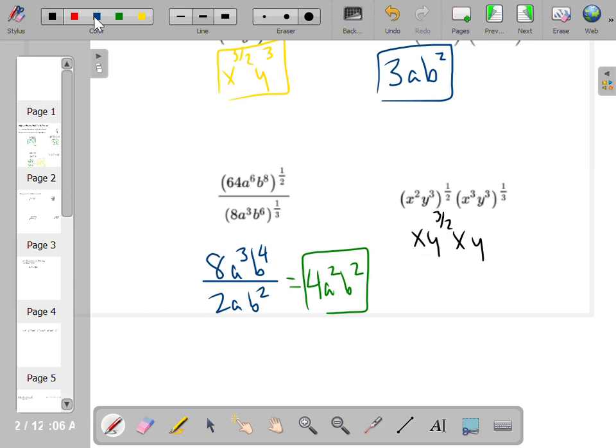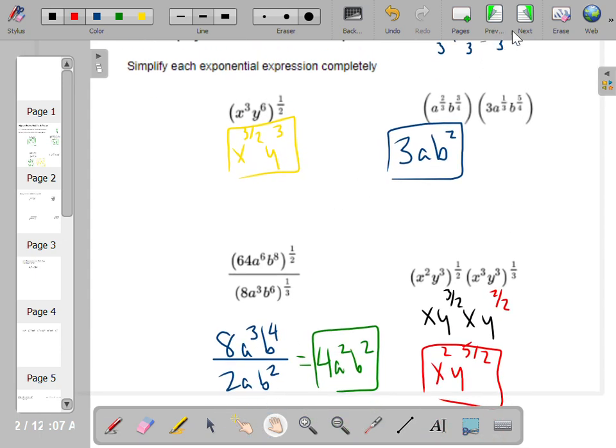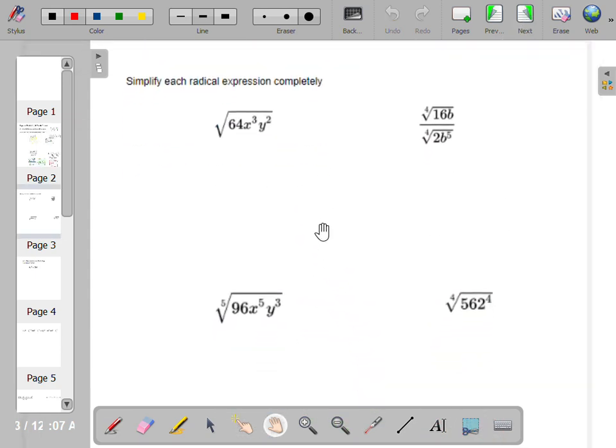So x's are easy. X times x is x squared. But then you have to add 3 halves and 1 whole, which is 2 halves. So 3 halves plus 2 halves make 5 halves. Y to the 5 halves. X squared, y to the 5 halves. That's A1. Let's try some radicals. Well, that's exponents. Let's do some radicals in A1.